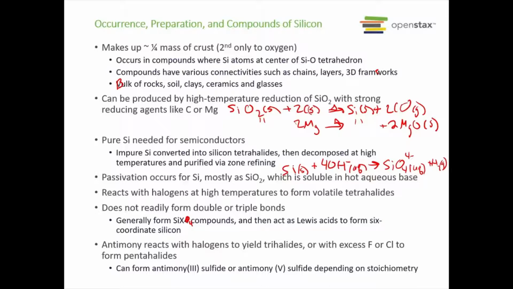And then just a quick little blurb on antimony. It reacts pretty easily with halogens to give us trihalides. And then if you add excess fluorine and chlorine, it can form pentahalides. And depending on the stoichiometry, you can get antimony 3 sulfide or antimony 5 sulfide as well when you heat it with sulfur. And antimony is more metallic like than arsenic because it is lower on the periodic table.